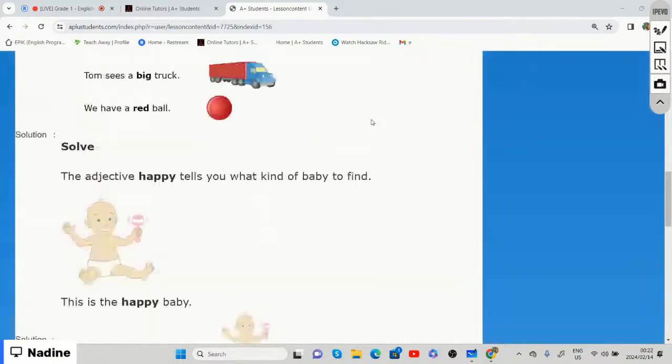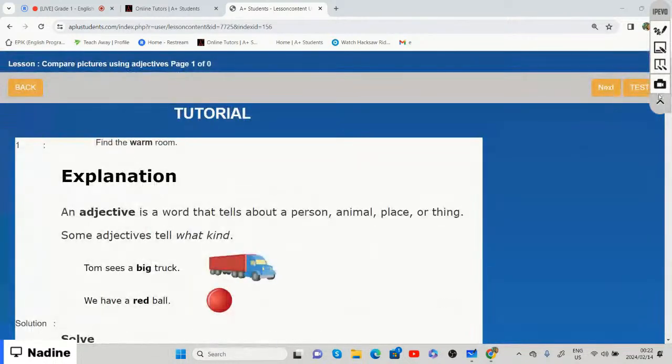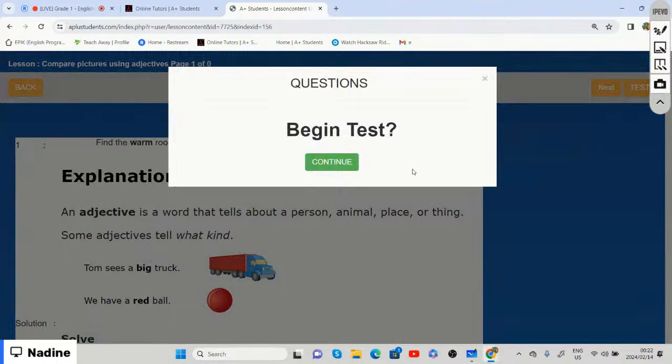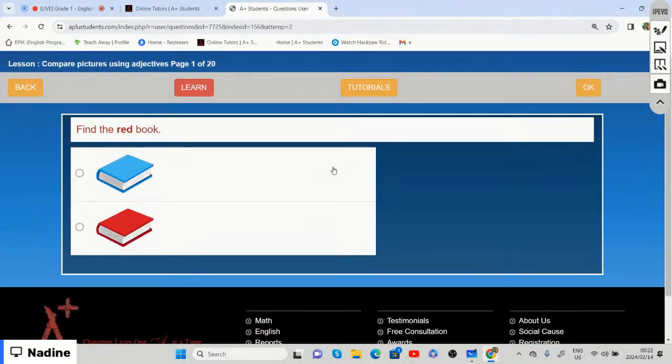All right. So now we're going to our test where we're going to compare pictures using adjectives. So remember when we look at specific things, we need to firstly say, what does it tell? Does it ask us what kind or does it ask us how many? And that is about the easiest way for you to find out which one is an adjective that tells us more about the person, animal, place, or thing.